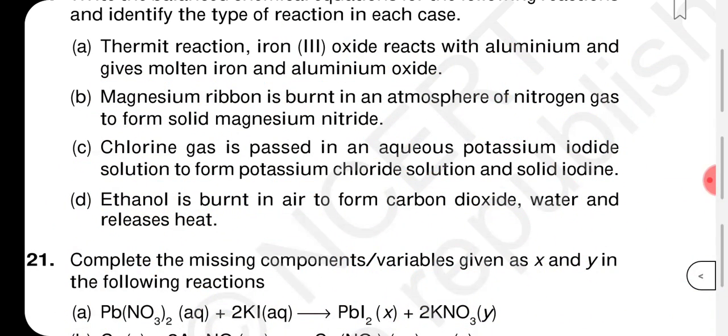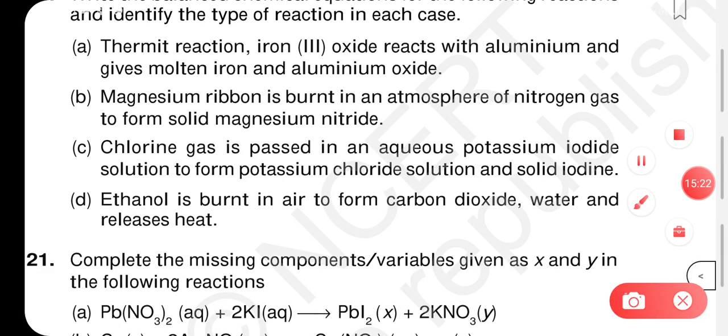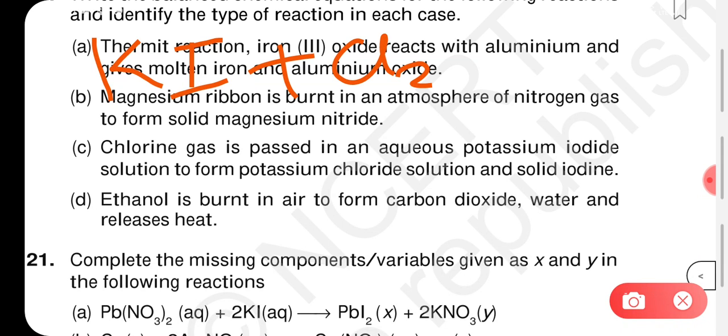Now the next question. In the next question it is given chlorine gas is passed in an aqueous potassium iodide. Okay, so potassium iodide is KI. On this, what is being passed? Chlorine gas. Okay, and what does it give? To form potassium chloride, and it will give you KCl. Potassium chloride is KCl and solid iodine.